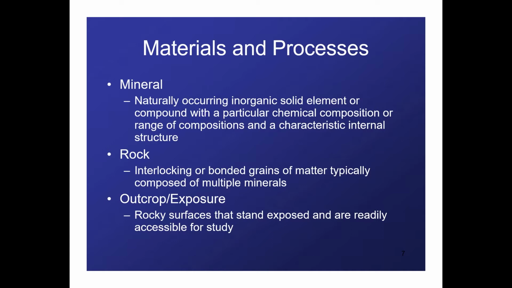They have a strict definition. We'll get even more into it next lecture. But think of ingredients in baking. If we combine different ingredients in different ways, we can make different types of baked goods. Similarly, if we combine different minerals in different ways and with different chemistries, then we can make different types of rocks. And so, a rock is made up of interlocking or bonded grains of matter, typically composed of multiple minerals.